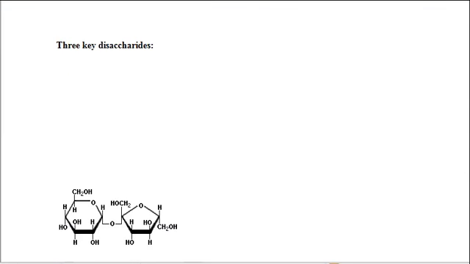Next, we're going to look at 3 key disaccharides. Although there's lots of different disaccharides in our body, these 3 that we're going to look at have in common that they all contain a glucose. So let's take a look. Remember that di refers to 2 ringed, the saccharide, the ringed sugars.